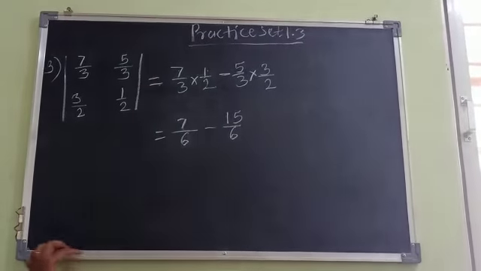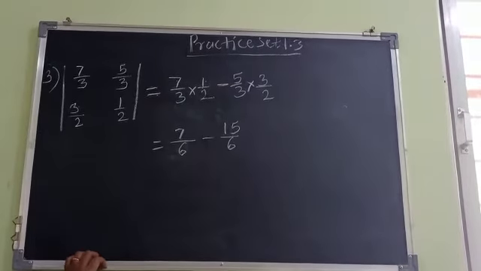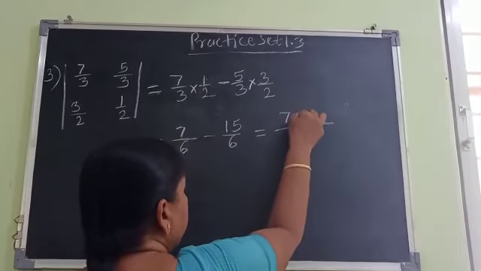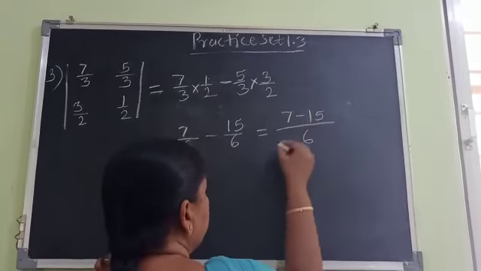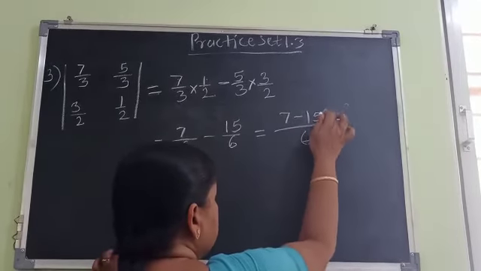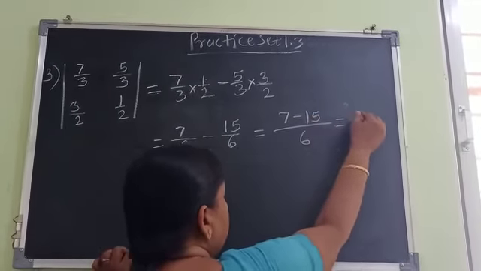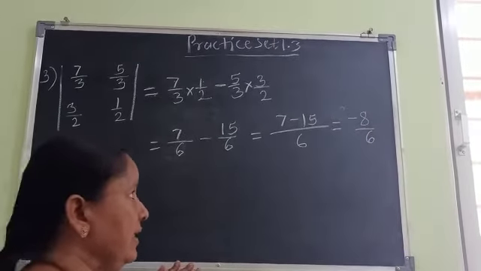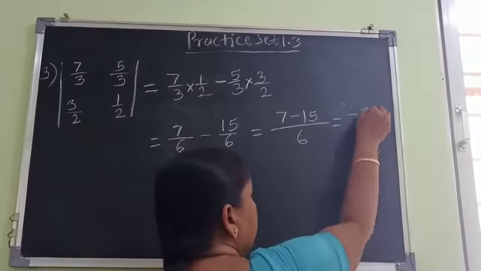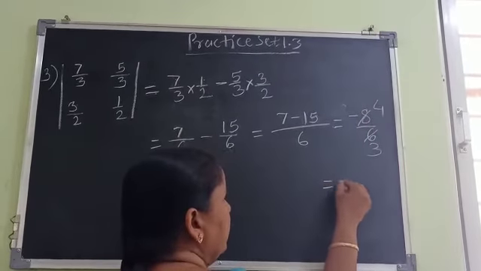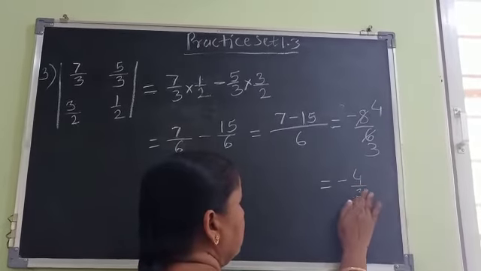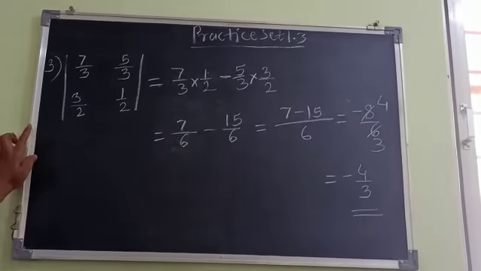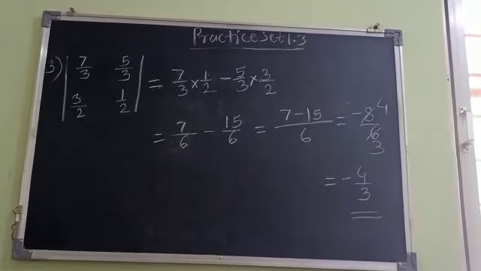As the denominators are the same, we just have to subtract the numerators, which is equal to 7 minus 15 upon 6, which is equal to minus 8 upon 6. We can simplify this, that is 2 3s are 6 and 2 4s are 8, which is equal to minus 4 upon 3. So this is the value of the given determinant which is in the fraction form.